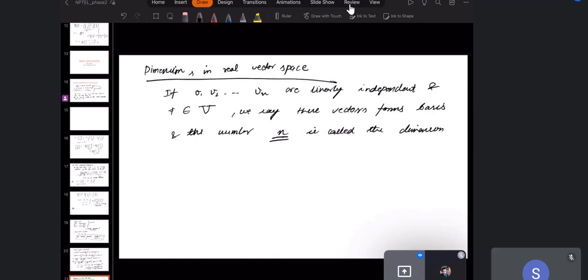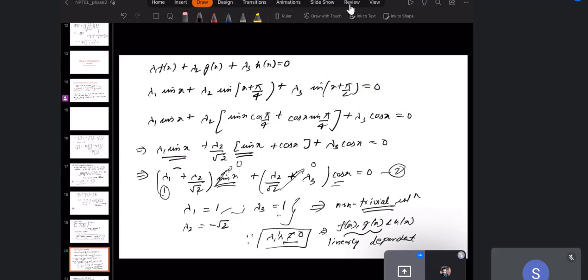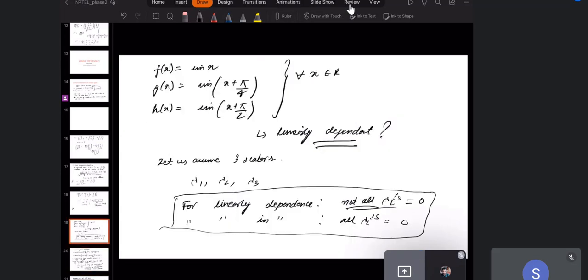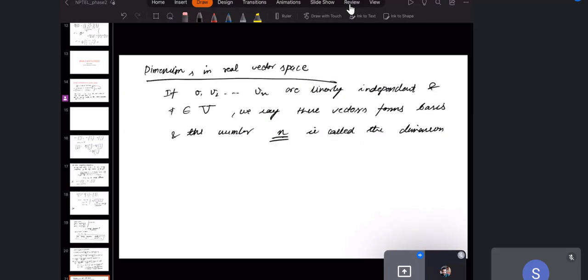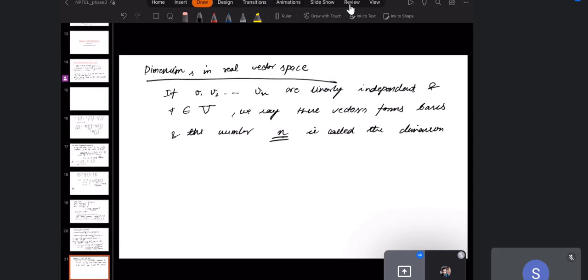So suppose n is equal to 3, and v1, v2, v3 are linearly independent of each other, then we can say v1, v2, v3 form the basis of a three-dimensional vector space. Similarly, if n is equal to 5 and v1, v2, v3, v4, v5 are linearly independent, then we can say these vectors form the basis of a five-dimensional real vector space, and so forth. Is this point clear?